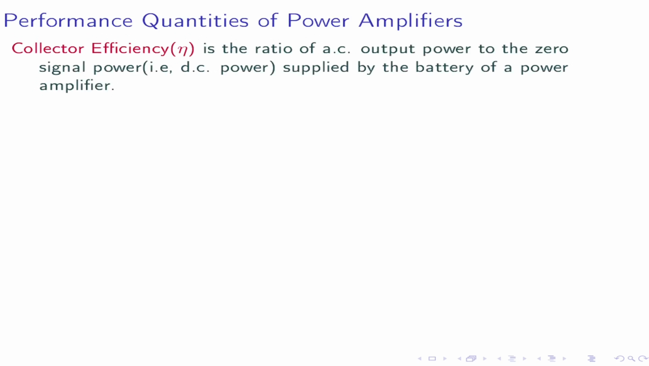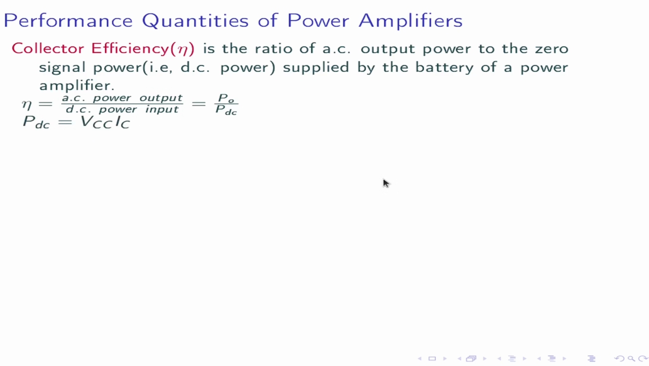For a power amplifier, there are some performance quantities such as collector efficiency. It is the ratio of AC output power to the zero signal power, that is DC power, supplied by the battery of the power amplifier. That is, eta is equal to AC power output divided by DC power input, equal to PO by PDC.